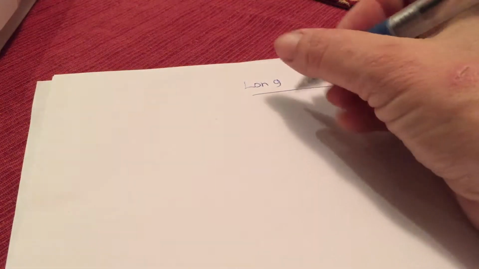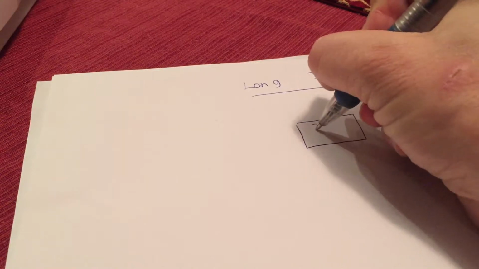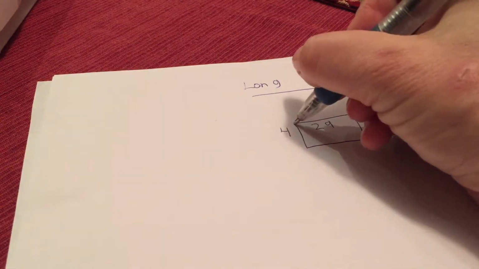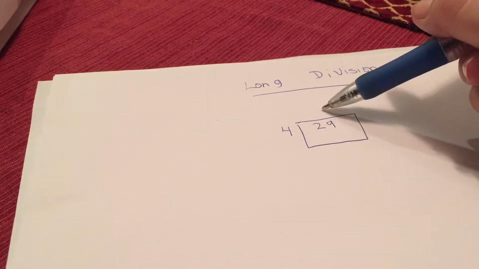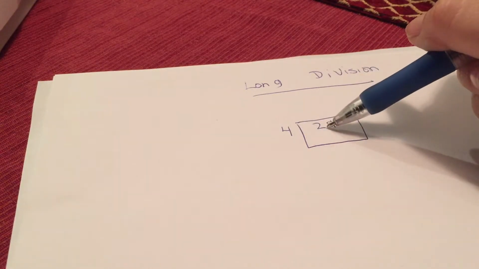Division. So say, for example, that we have a total of 29, and we're going to divide that by 4. So what they should know is that this is the divisor, this is the dividend, and what we are asking for is the quotient. So basically, what times 4 is close to 29 without going over?